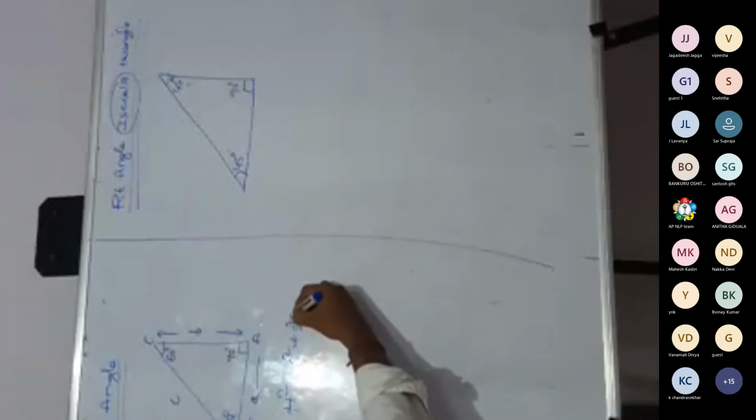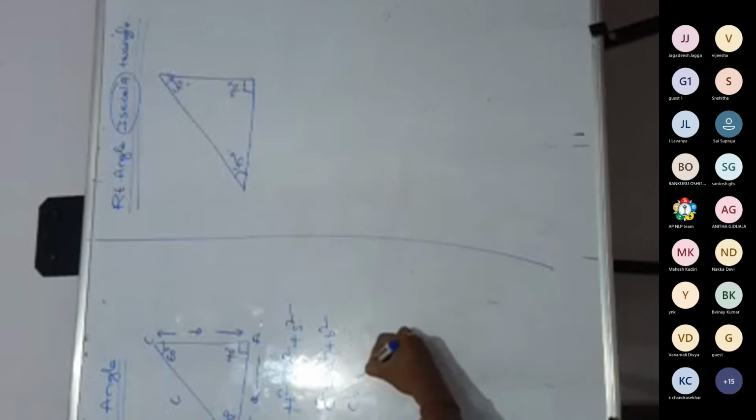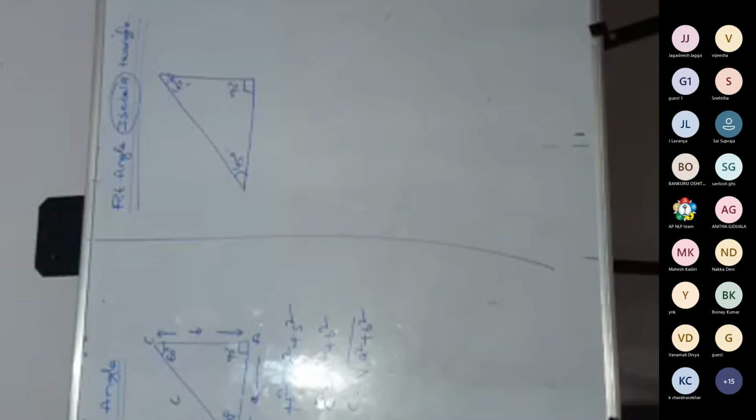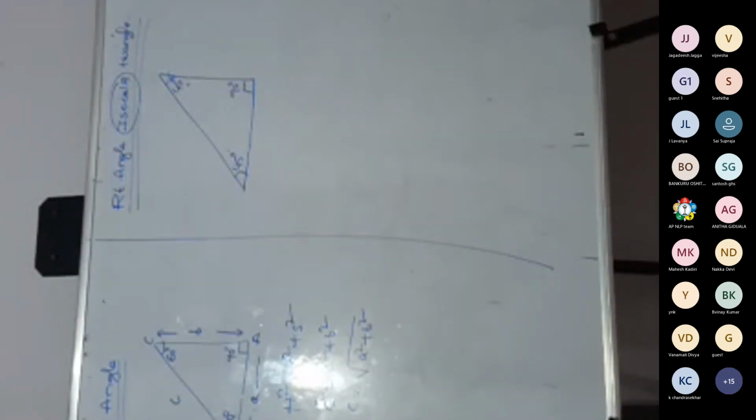From the Pythagoras theorem, hypotenuse square is equal to side square plus side square. That is a very, very important relation, and everybody is familiar with it. What is the hypotenuse here? C. So C square is equal to A square plus B square. Then we can write C is equal to root over A square plus B square.